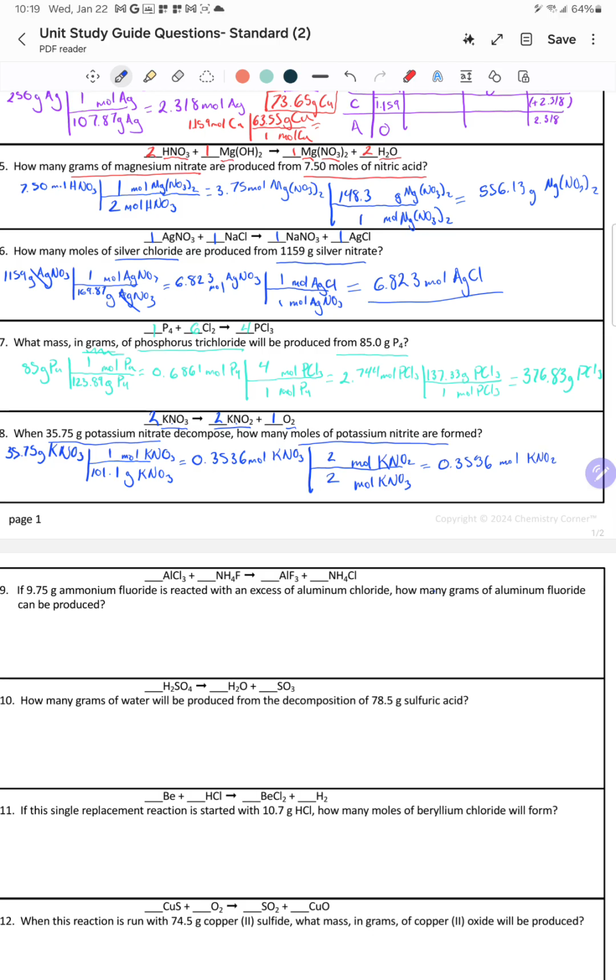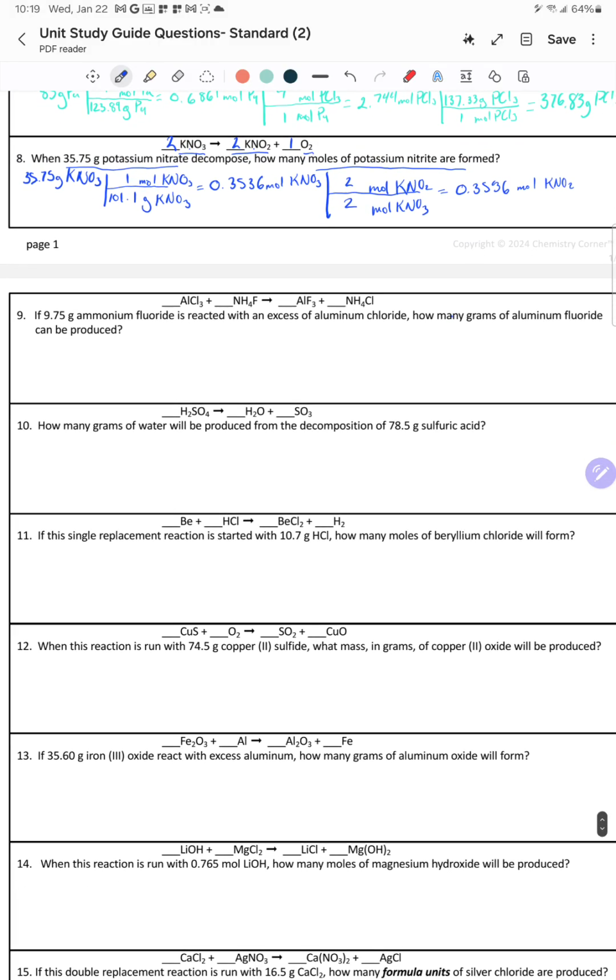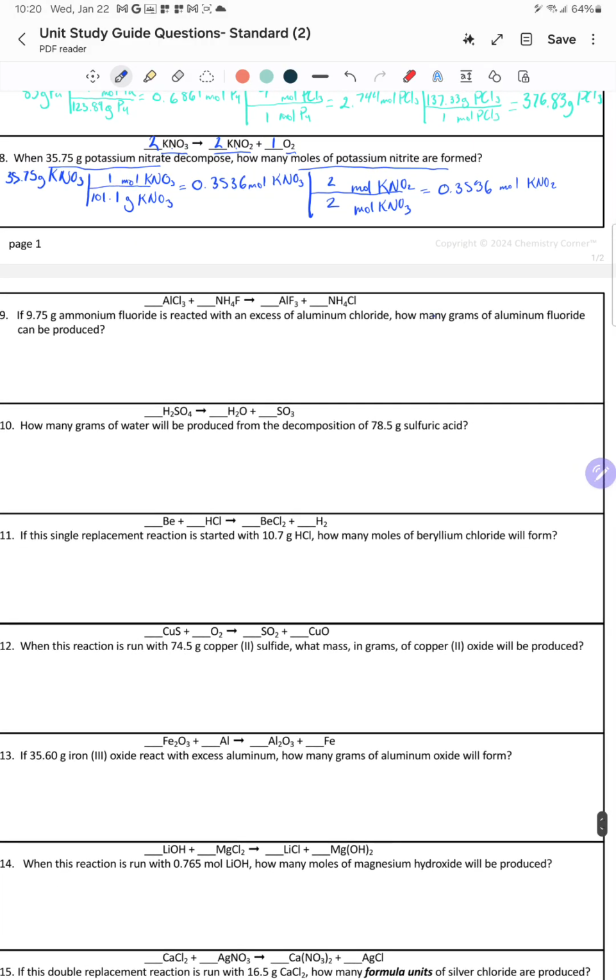Okay, moving on. So it says if 9.5 grams of ammonium fluoride are reacted with excess aluminum chloride. So this just means there's more than enough aluminum chloride right here to react all 9.5 grams of ammonium fluoride, which is here. How many grams of aluminum fluoride can be produced? So I'm looking for grams of aluminum fluoride. So first off, I'm converting something into something else. That means I have to convert grams into moles first.